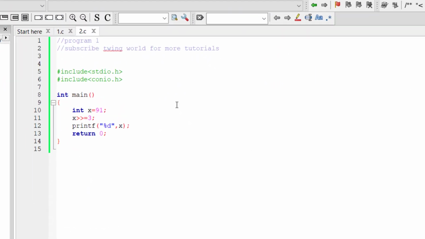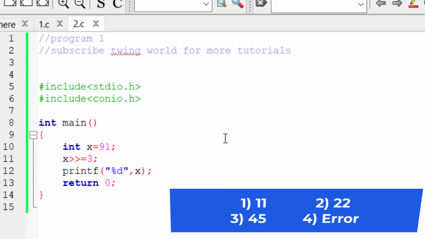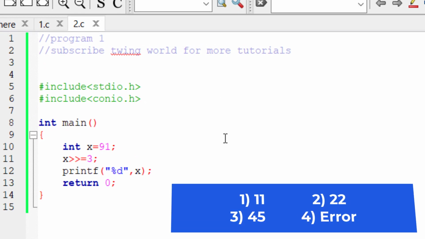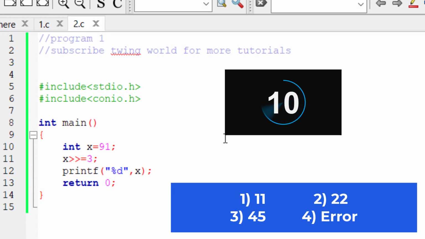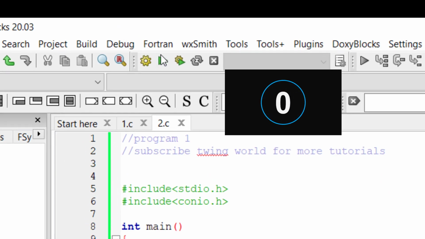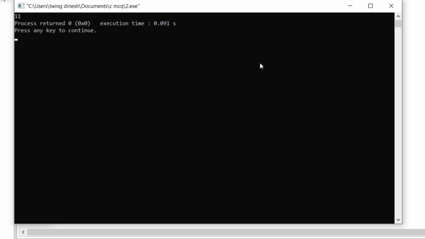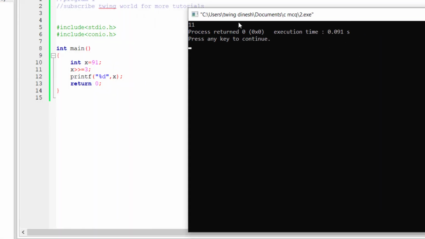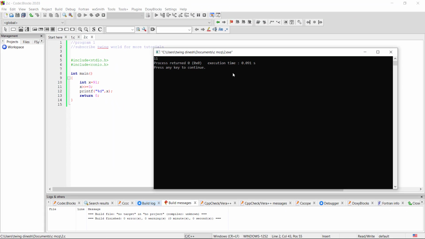So here is the program and the options are given below. I will give you 10 seconds to try it yourself. If you need more time, you can pause the video and try it. Let's run the program. So the output is 11. I will tell you how it came.